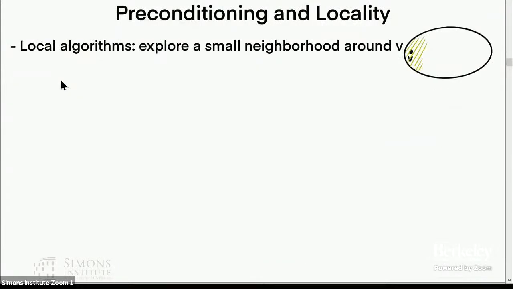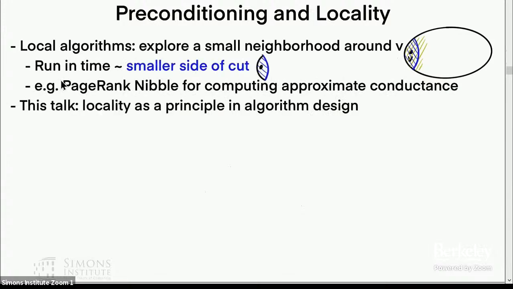That's it for preconditioning. Now for locality. Locality has its roots in local graph algorithms. These are algorithms which begin with some seed vertex v and just explore a small neighborhood around v. In particular, the running time of a local algorithm is much smaller than the entire graph, so it does not look at the entire graph. Typically, a good local algorithm will run in time proportional to the smaller side of some cut it wants to find. In particular, it's sublinear in the input size. One famous example of a local algorithm is PageRank Nibble, which computes approximate conductance.